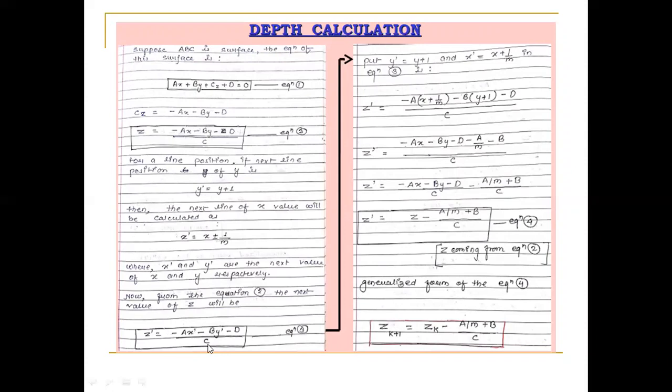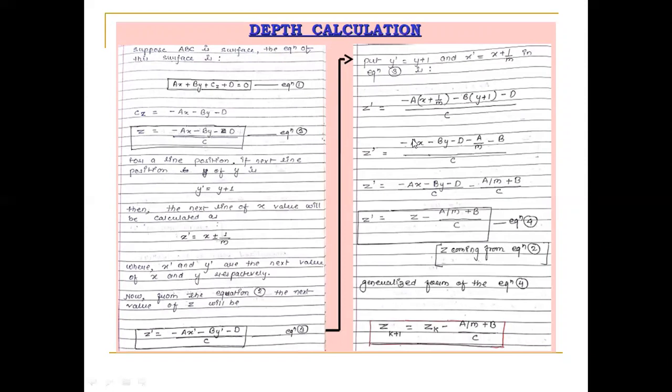So in this equation, I will be replacing x dash by x plus 1 by m and y dash by y plus 1, right? That is what I have done here. So z dash will be equal to minus a of x dash, where x dash is nothing but x plus 1 by m, minus b into y dash, which is y plus 1, minus d, divided by c, right? So solving this, just multiply minus a inside, you will get minus ax minus a by m minus by minus b, minus d, whole divided by c, right?